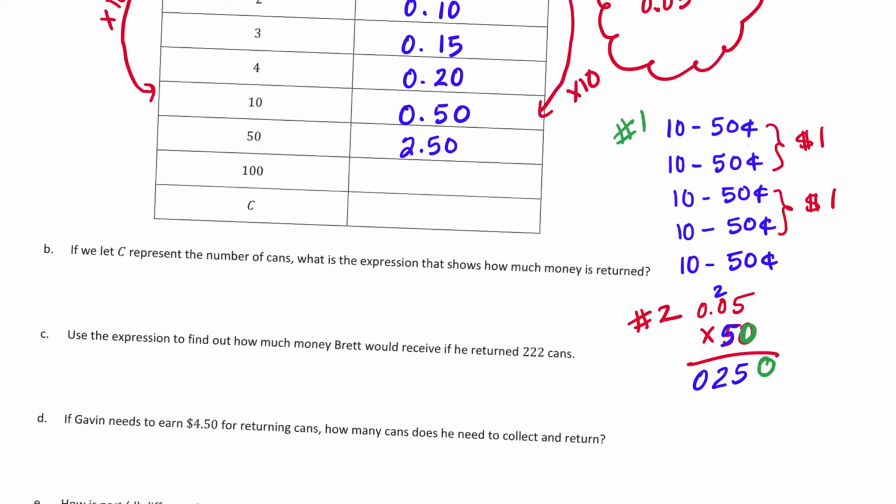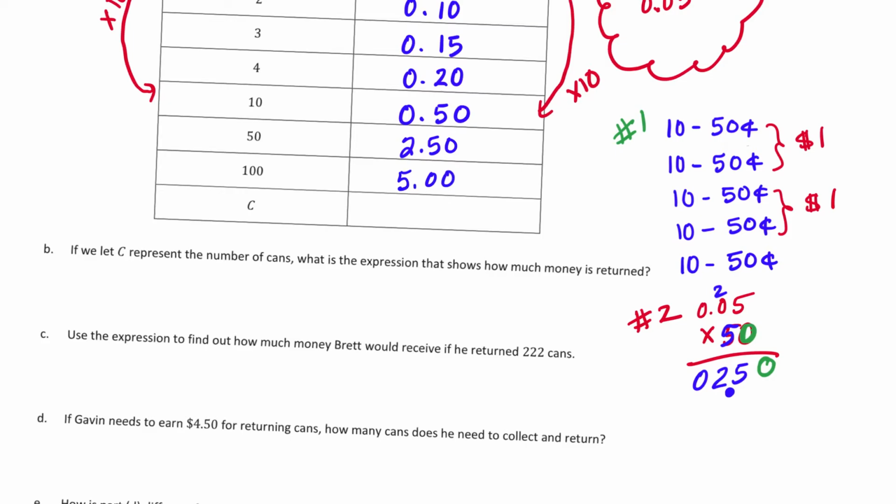Then you're gonna be looking at your decimal. You go 1, 2. Your decimal is going to be right here. So that's gonna give you the $2.50. And then to make it 100, just do double. Double 50, 100. Double 250, that is $5.